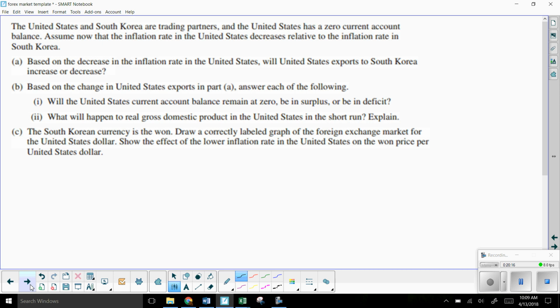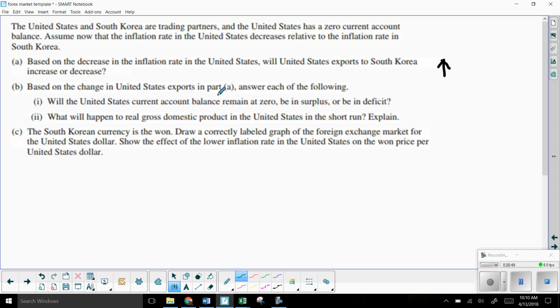Okay, well, hopefully you've gotten a chance to do that, and we'll just talk through what's going on here. For part A, they said that there was a decrease in inflation in the United States. So one way we could frame that is to say that South Korean goods are getting more expensive, and United States goods are not getting more expensive. Well, over time, South Koreans are going to say, hey, those American goods are much cheaper. So I think that means that South Koreans are going to want to buy more American goods, because their domestically produced goods will seem frustratingly expensive due to the increase in price level.